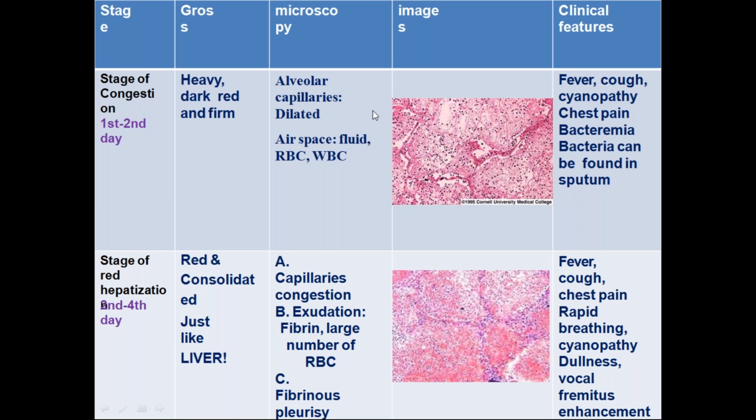On microscopic picture, we can see the alveolar spaces. Alveolar capillaries are dilated. There is capillary dilatation, as well as the air space filled with the fluid, RBC and WBC. But the WBC is mild here compared to that of red hepatization stage, where the WBC count is elevated. So the patient presents with fever, cough, sinopathy, chest pain, bacteremia.